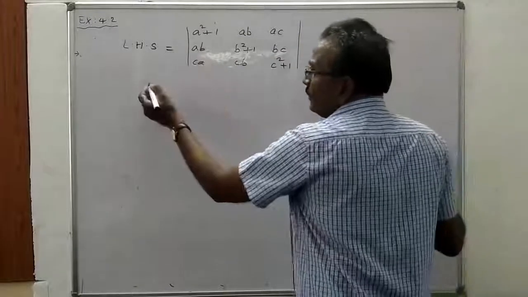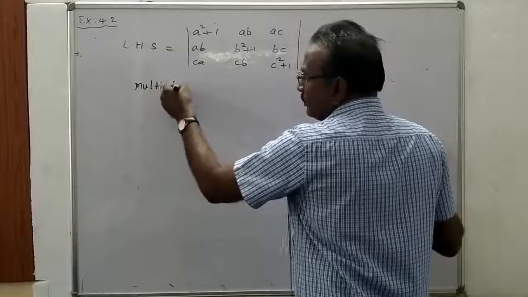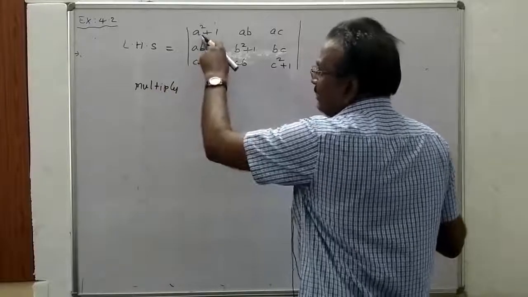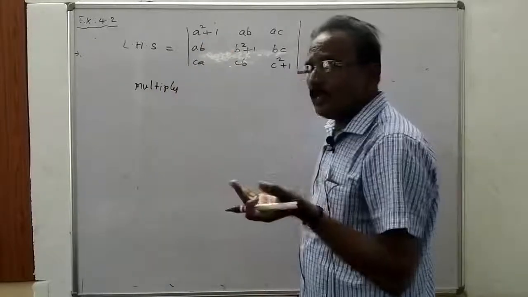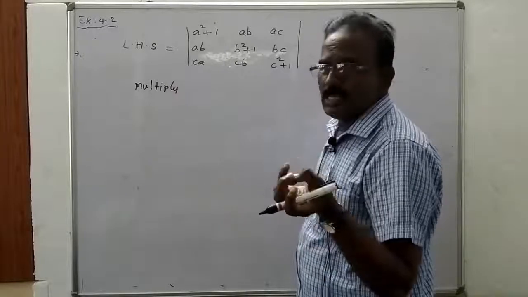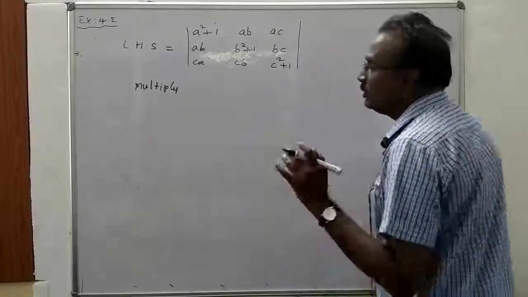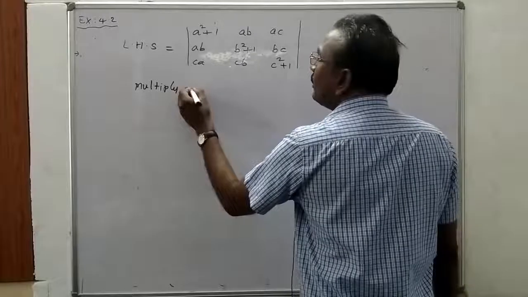Here multiplying r1 by a. Whenever we multiply any row or column by some element, the determinant value changes. Whenever we multiply and divide by the same thing, the value does not change. So that's why we multiply and divide.